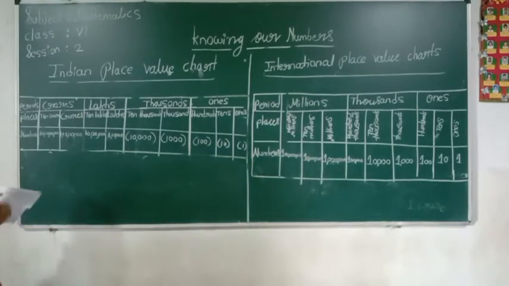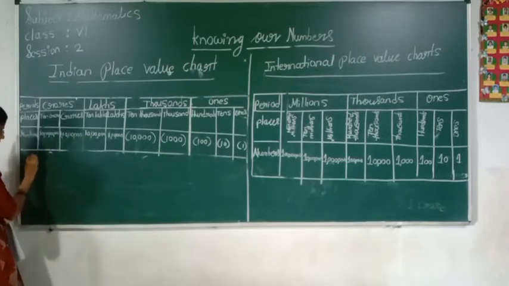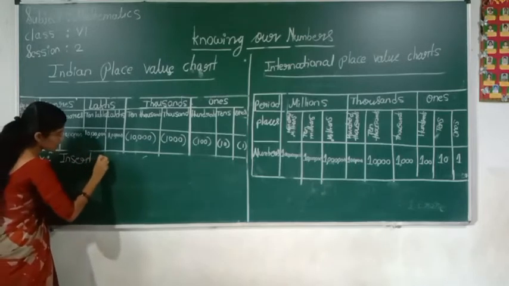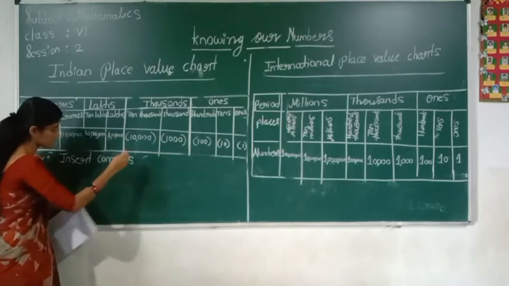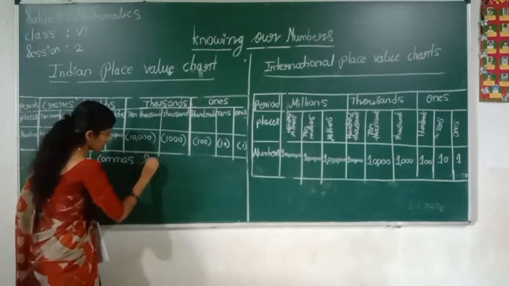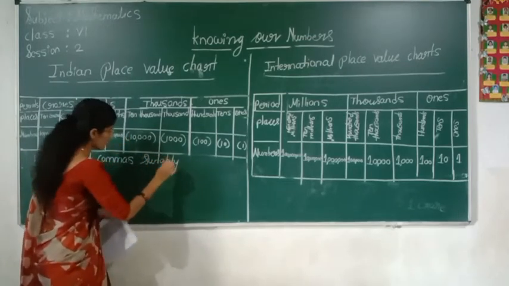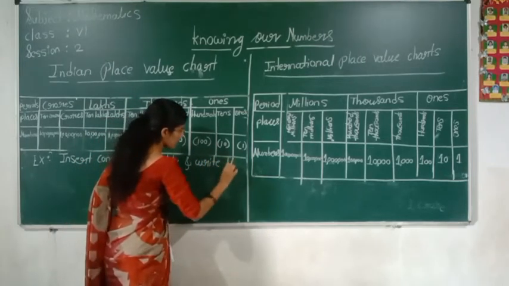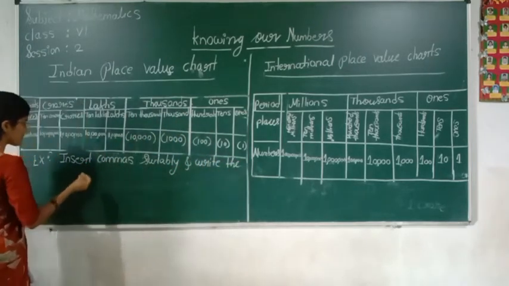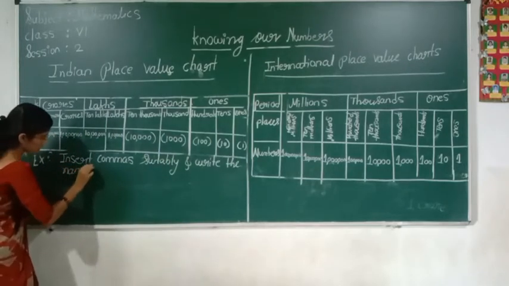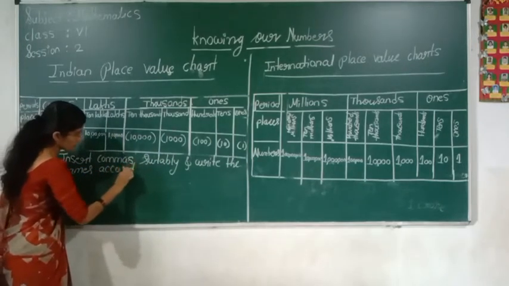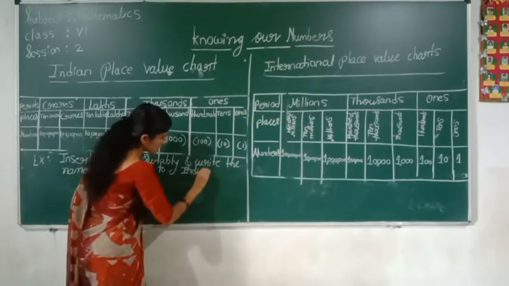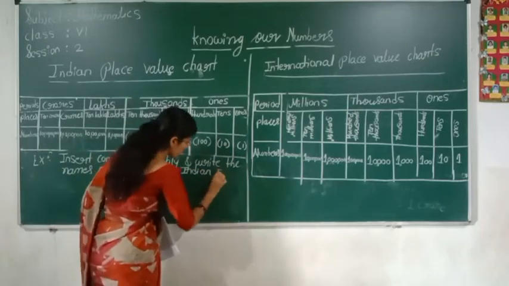See here, take down the example: insert commas suitably and write the names according to the Indian system of numeration.